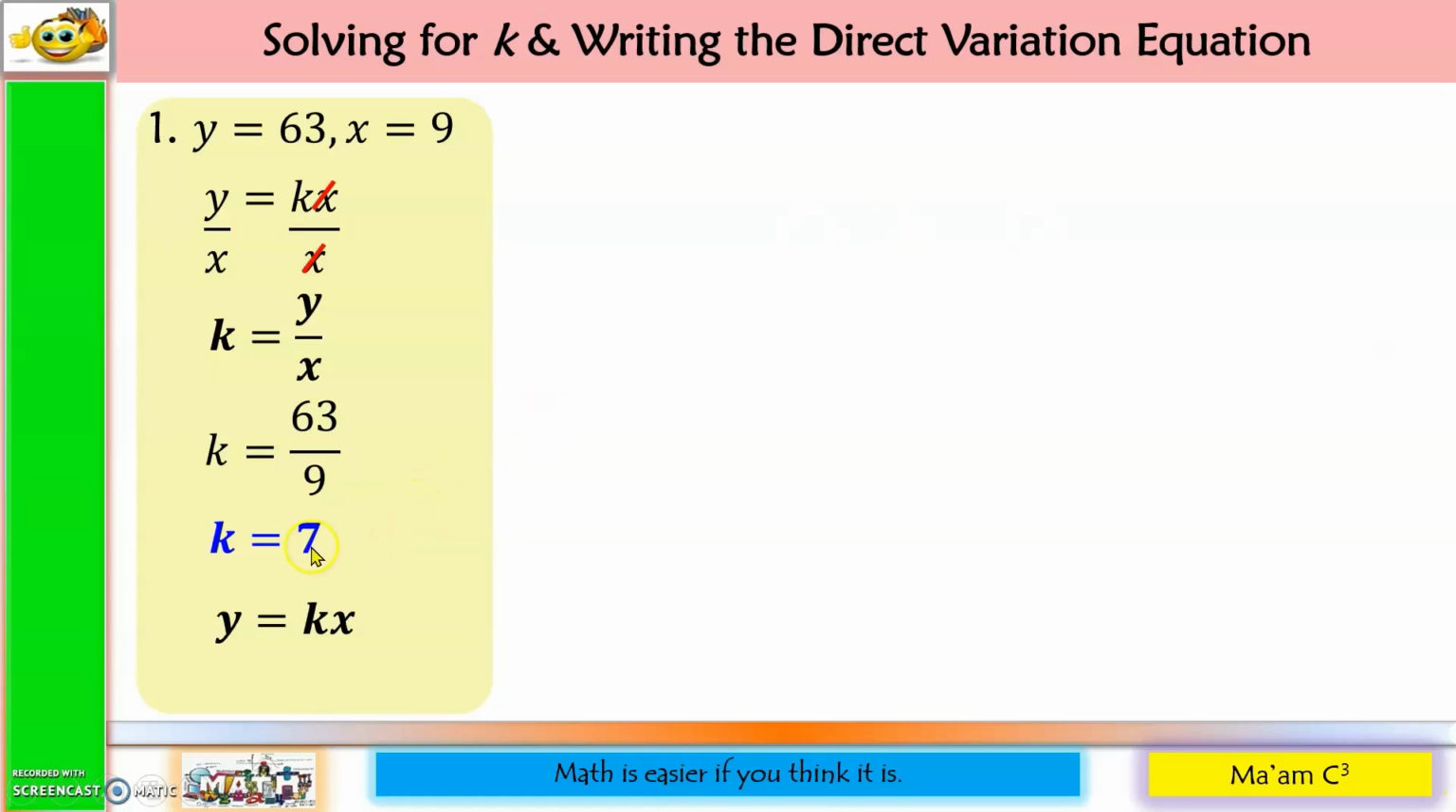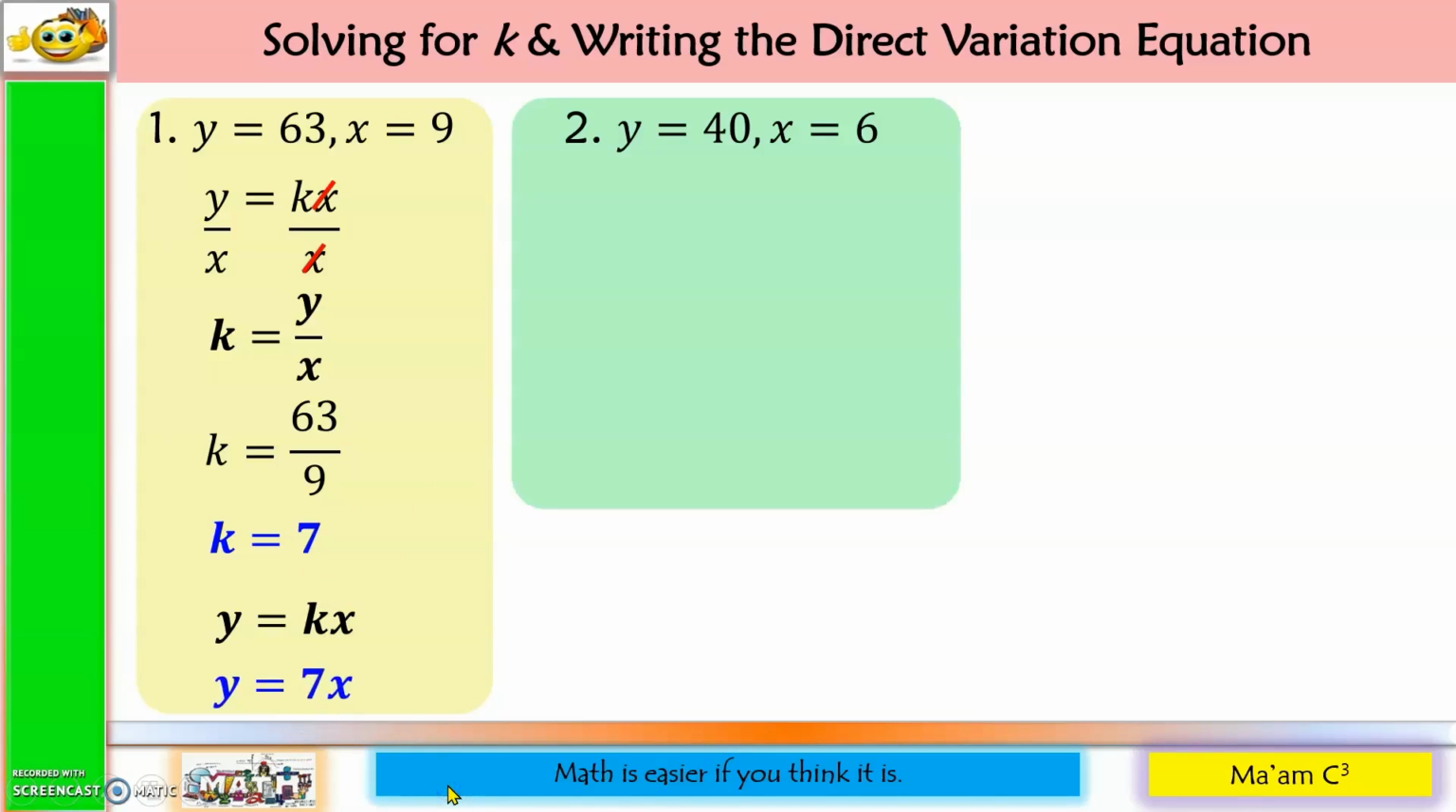This time, let us substitute 7 in our k. So we have y is equal to 7x. Another one, y is equal to 40 and x is equal to 6. Let us make use of the formula of k and substitute the values of y and x. Both numerator and denominator are divisible by 2, so we have 40 divided by 2 is 20 and 6 divided by 2 is 3. So k is equal to 20 over 3.